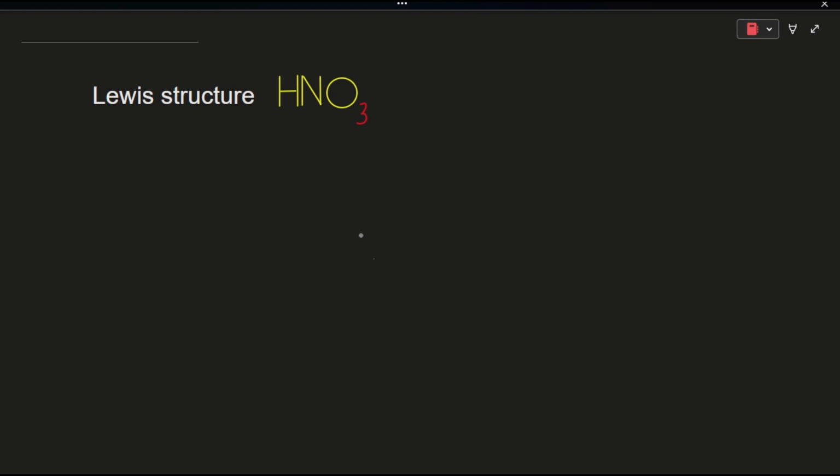Now, in this video, we'll be looking at how to draw the Lewis structure of nitric acid. But to do that, first we will need to determine the total number of valence electrons in this compound. Now, hydrogen is the first element on the periodic table, in group 1 and period 1. So it has 1 valence electron.